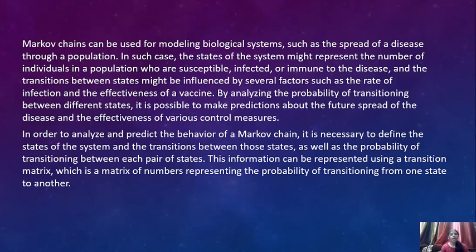In order to analyze and predict the behavior of a Markov chain, it is necessary to define the states of the system and the transitions between those states, as well as the probability of transitioning between each pair of states. This information can be represented using a transition matrix, which is a matrix of numbers representing the probability of transitioning from one state to another.